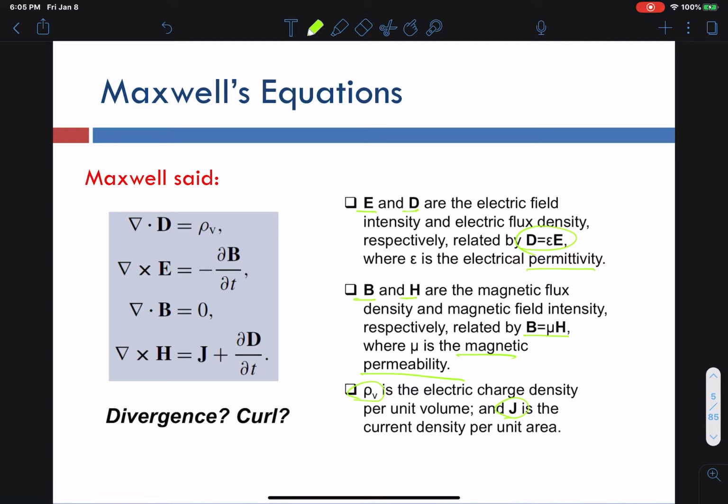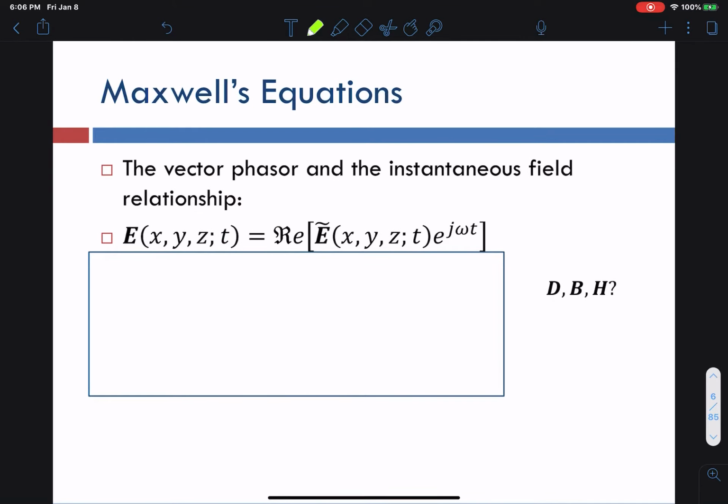So if you see here, you can see the divergence and curl. This is the divergence over here. This is the divergence over here. These two are curl, right? We learned about divergence and curl in our previous classes, and we also reviewed them in chapter 3. So how to go from time domain to phasor domain, we reviewed in chapter 2.